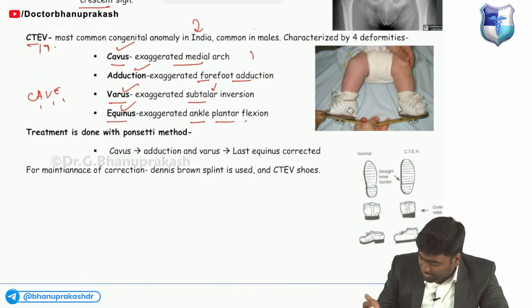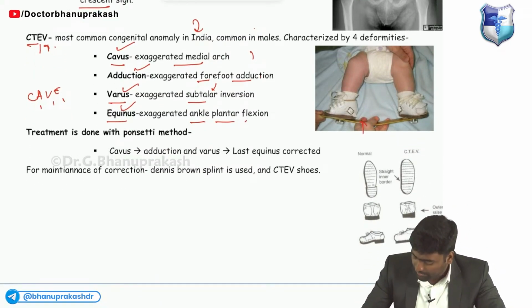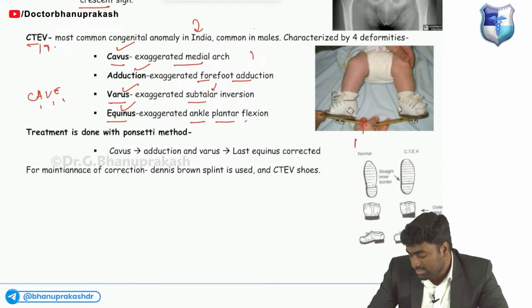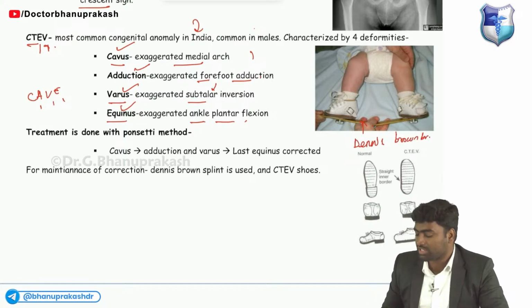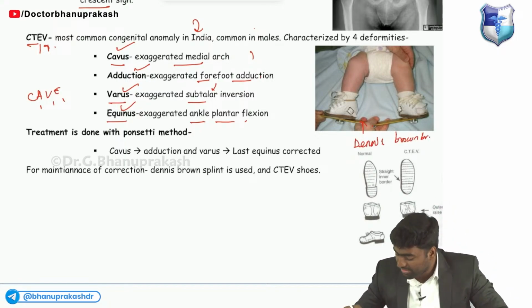Okay, for the treatment we'll use this type of splint. What is the name of the splint, guys? It is known as Dennis Brown splint, and they will be having special shoes.